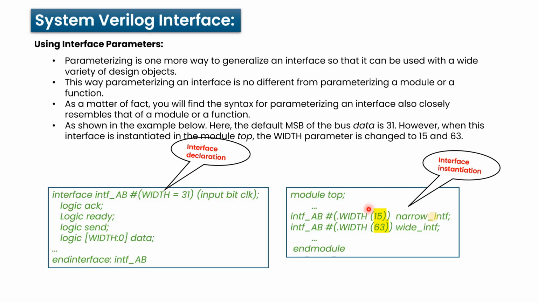The first instance, narrow interface, has the parameter width 15, and the second instance of this interface, wide interface, has the width as 63. So again, we can have this interface as a parameterized interface, which helps us to code our design in a better, efficient way.